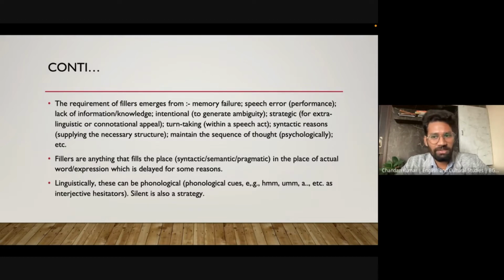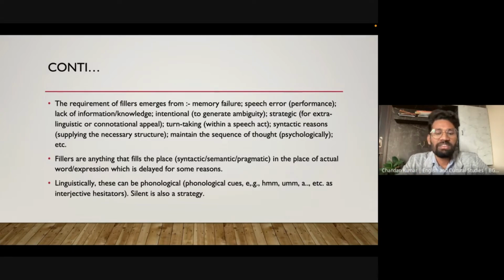There can be memory failure, speech error due to the performance factors that we discussed. Maybe we have a lack of information or knowledge about a particular topic. It can be a strategic sort of speech strategy. It can be intentional as well. One perspective in the literature which has been used to study fillers is turn taking. So in the Speech Act, we understand how we turn take, and there are various linguistic and extra-linguistic cues that we use for the turn taking between speaker and the hearer. And the psychological aspect of maintaining the sequence of thought, both for the hearer and the speaker.